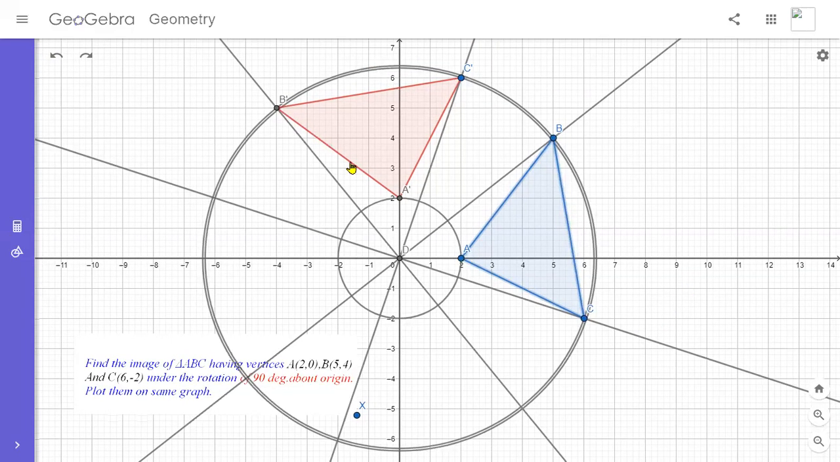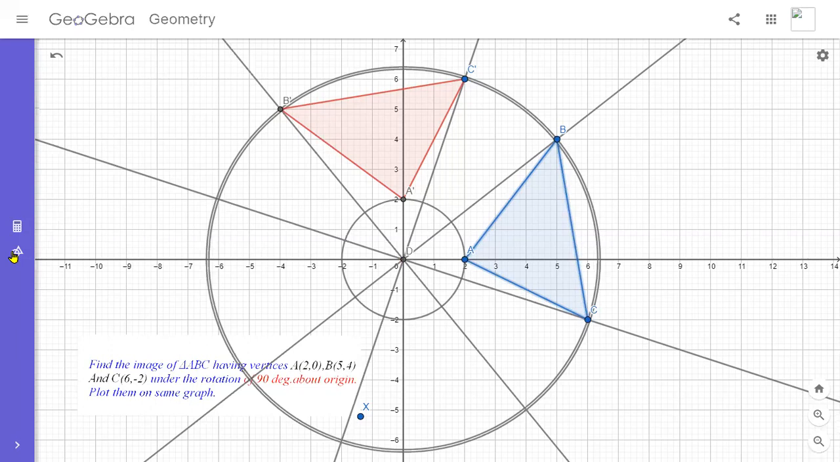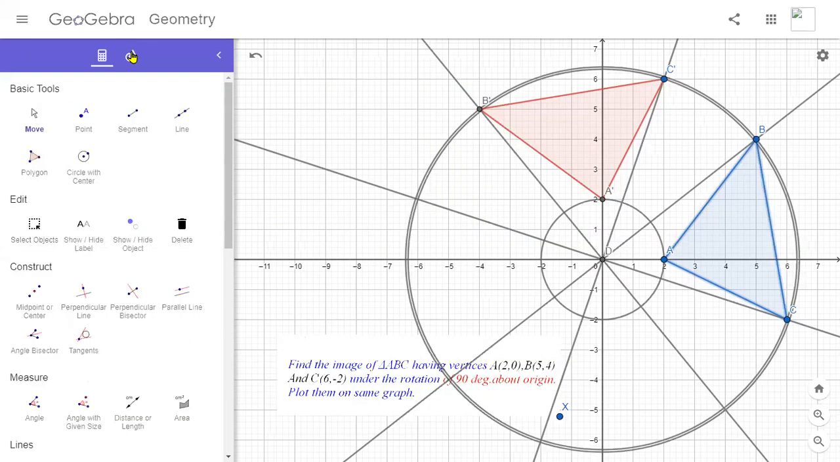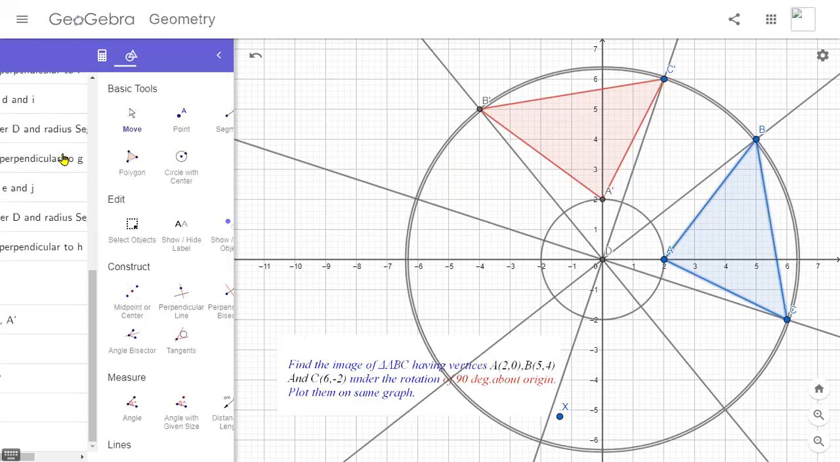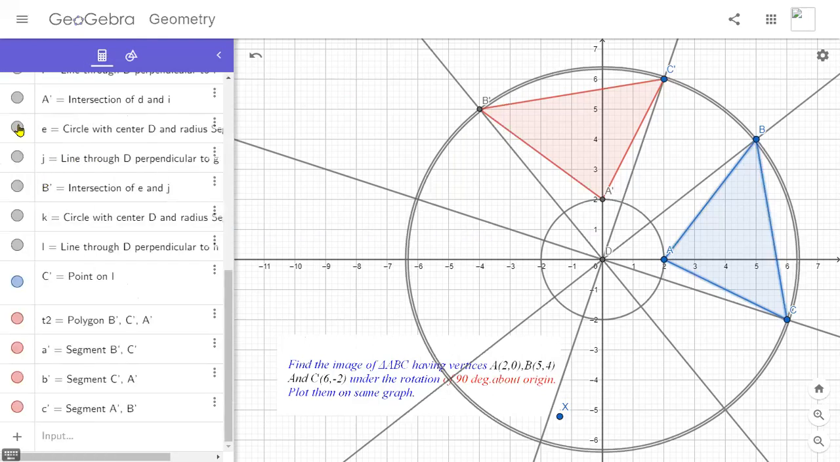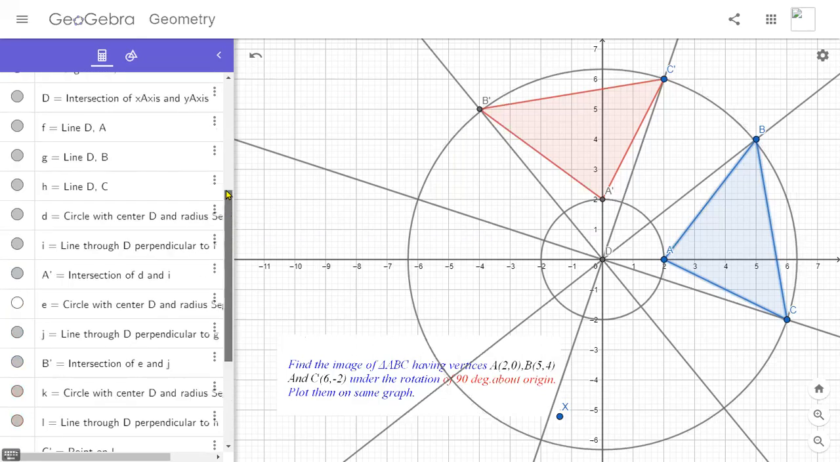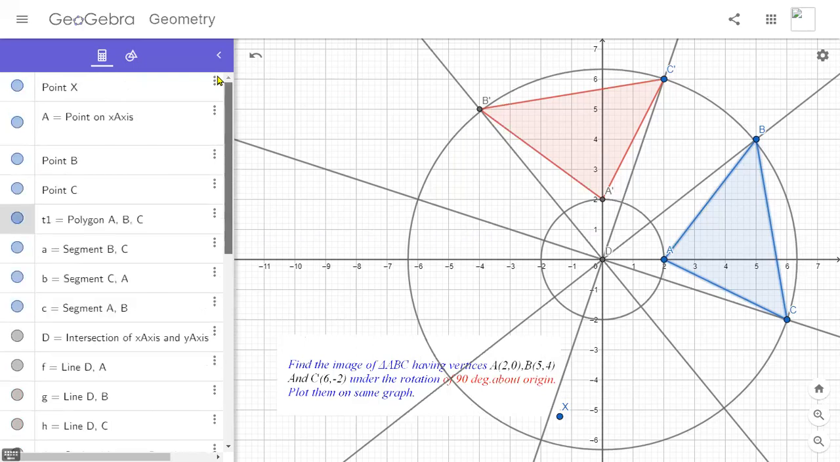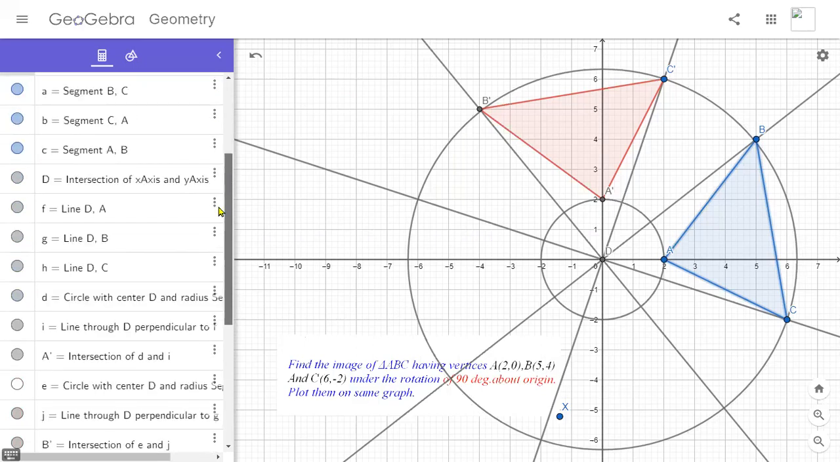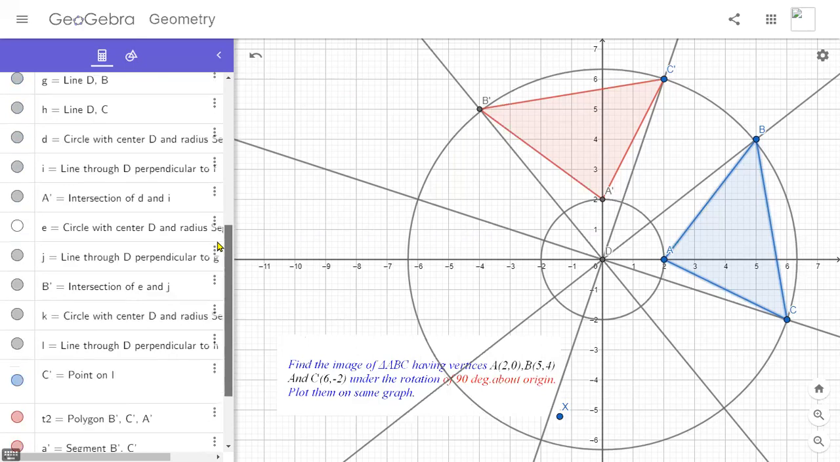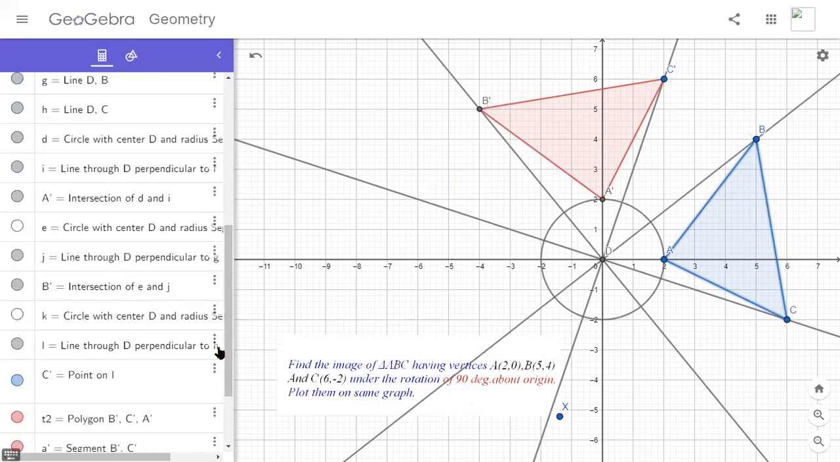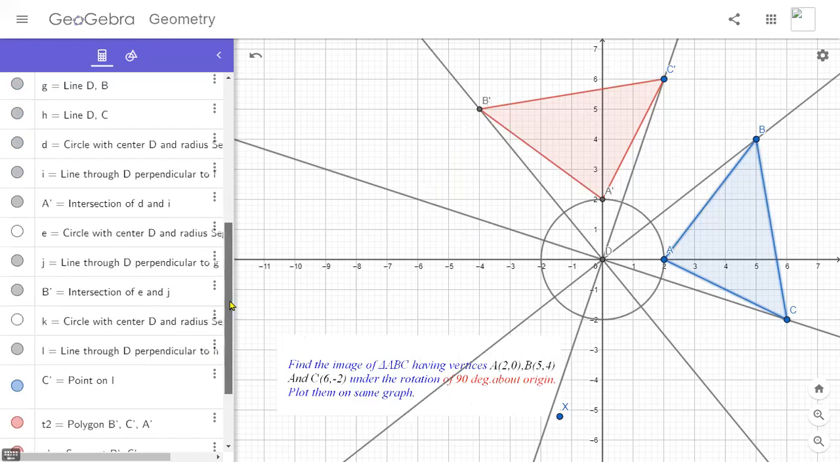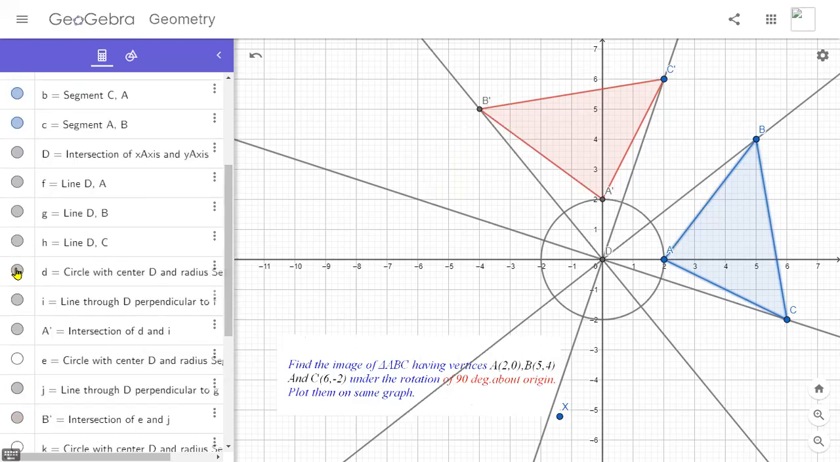Okay, and we can remove these unnecessary circles. Let me hide all these unnecessary circles. It is not necessary to show the circles here. The circle was made here just to find the intersection point. Okay, here I have hidden all these circles. These are unnecessary parts.